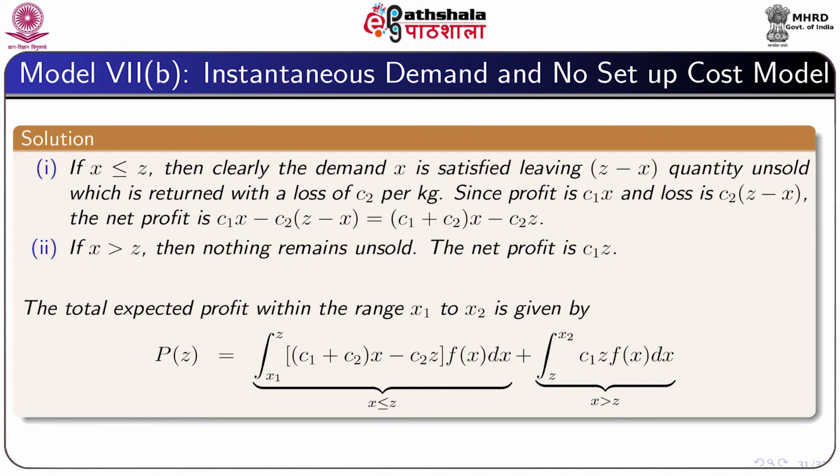Therefore, the total expected profit within the range x1 to x2 is given by P(z) equal to integral x1 to z [(C1 plus C2) x minus C2 z] f(x) dx plus integral z to x2 C1 z f(x) dx. The first term is for x less than or equal to z and the second term is for x greater than z.